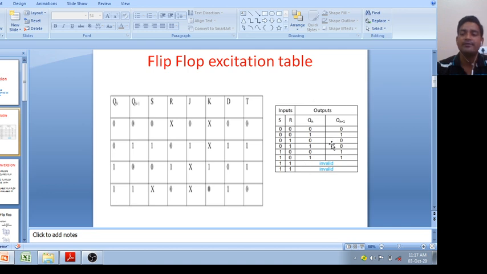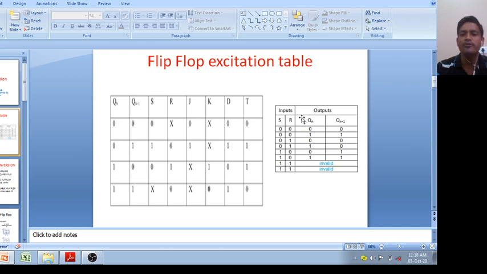What is a characteristics table? What is the difference between the characteristic table and the excitation table? In the characteristic table, with the help of flip-flop inputs and present state, we determine the value of the next state. In the excitation table, with the help of present state Qn and next state Qn plus 1, we determine the value of flip-flop inputs. This is your characteristics table and this is your excitation table.